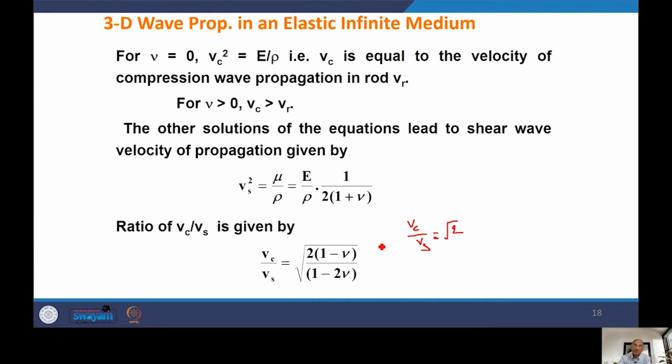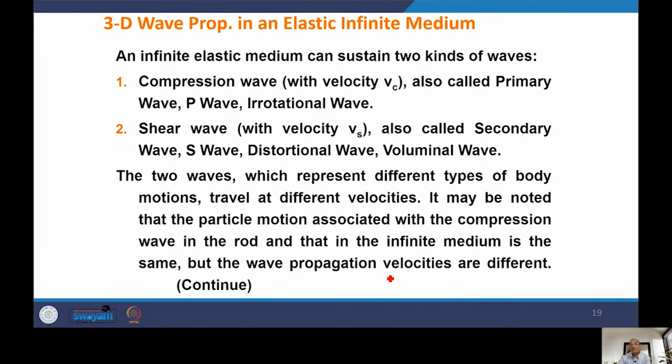So the minimum ratio of Vc to Vs is square root 2. Continue with this. Now when we talk about 3D wave propagation in an elastic infinite medium, we can summarize the results like this. An infinite elastic medium can sustain two kinds of waves. One is called the compression wave, with velocity Vc, and it is also called the primary wave, P wave, or irrotational wave. Then you have the shear wave with velocity Vs, also called the secondary wave, S wave, distortional wave, or voluminal wave.